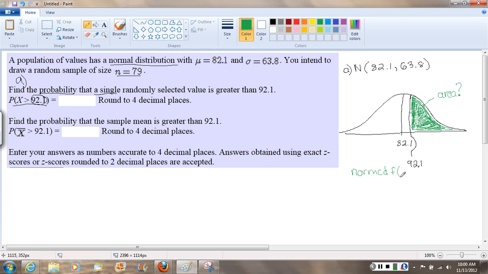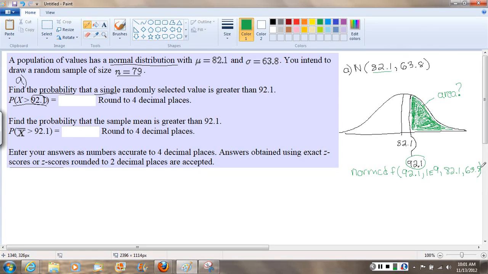When you use the norm CDF command, you look at the area of interest, and first you enter the left-hand bound. So the thing we'll enter here is 92.1. Then you enter the right-hand bound. Well, this area goes forever to infinity, so we'll enter 1E9. Then you enter the mean of your distribution, so in this case 82.1, and then the standard deviation, 63.8. I'm running out of space there, but there you go.